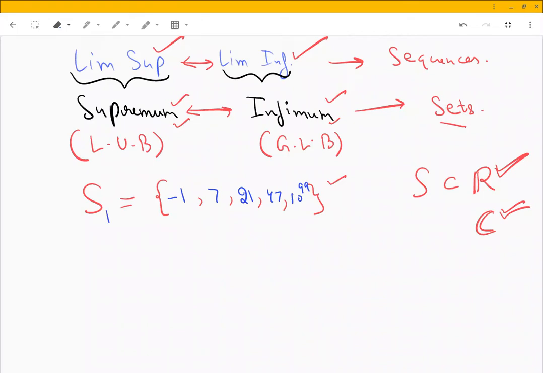Okay, let's take a few more sets. S2, up to 10 to the power 99. Yeah, and let's first play with just these two sets, S1 and S2. S1 has 5 elements, S2 has uncountable elements. Okay, this set S2 is infinite. However, what is the supremum of these sets?